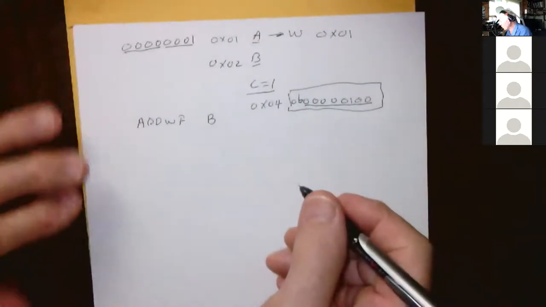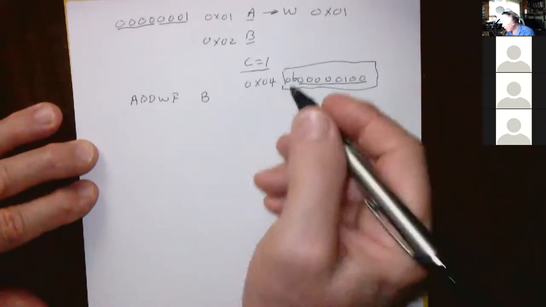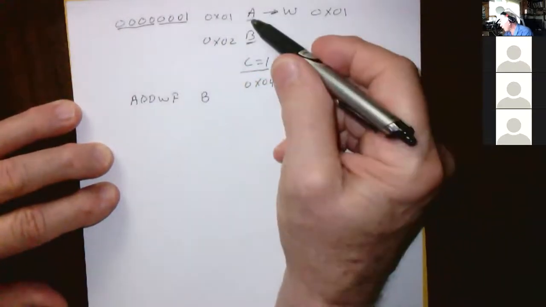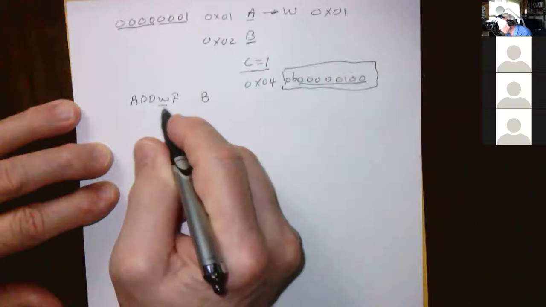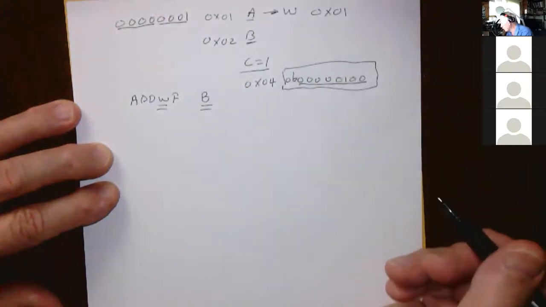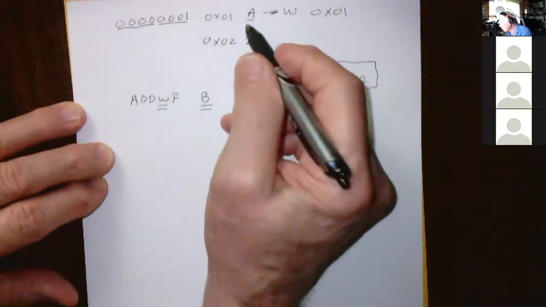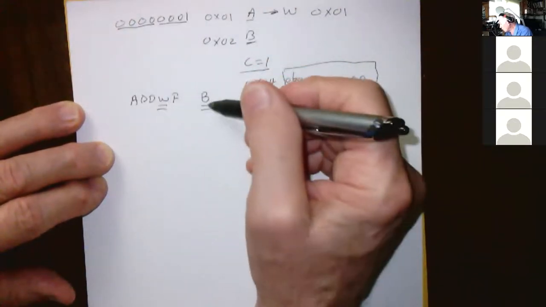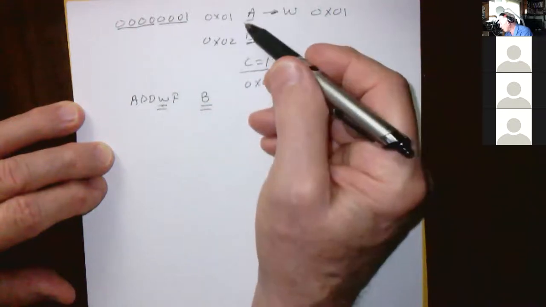Where do you want that stored? Do you want to leave it in W, or do you want to put it in B? Can you put it in A? No, you only have the choice of W or B with this instruction. You don't have the choice of A. You've put A into W, but if you want to put this result in A, first you'd have to put it in W, and then you could write it to A.